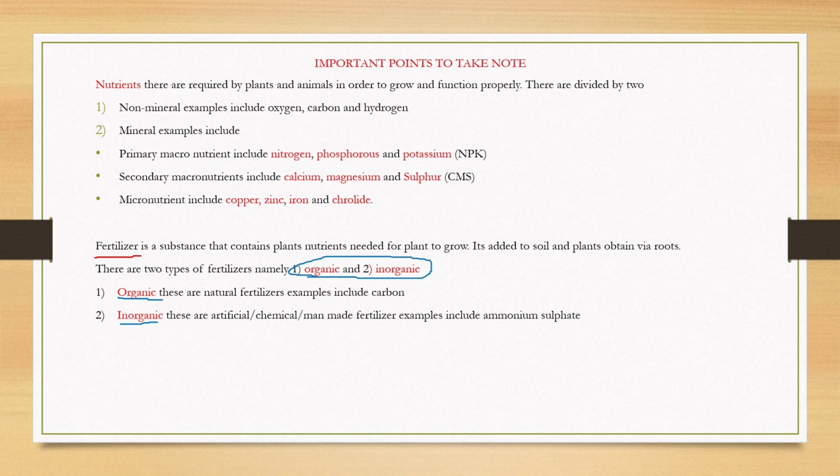Organic fertilizers are natural fertilizers, and examples are fertilizers or compounds that contain carbon. Inorganic fertilizers are artificial, chemical, or man-made fertilizers. Examples include ammonium sulfate, ammonium nitrate, and urea. Those are examples of inorganic fertilizer.